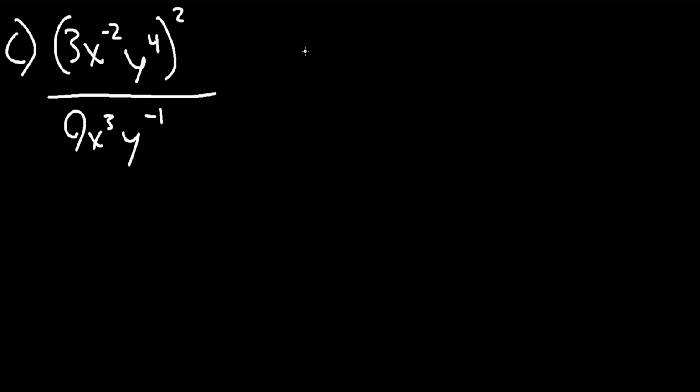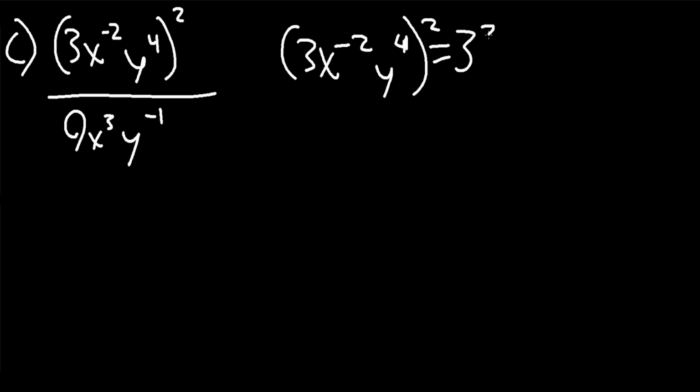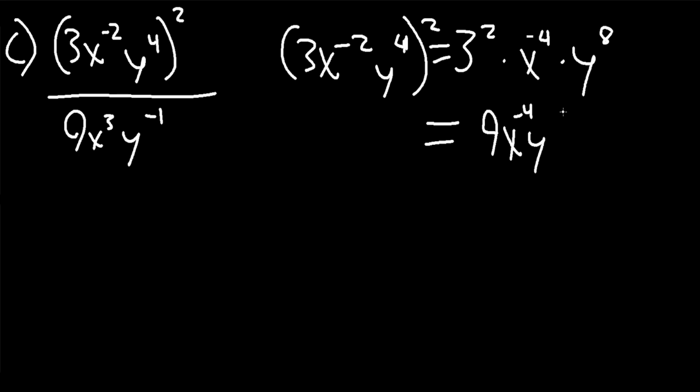So for question C, first what we're going to do is expand the powers. So 3x to the power of -2 times y to the power of 4, all to the power of 2, is the same as 3 to the power of 2 times x to the power of -4 times y to the power of 8, which simplifies to 9x to the power of -4 times y to the power of 8.